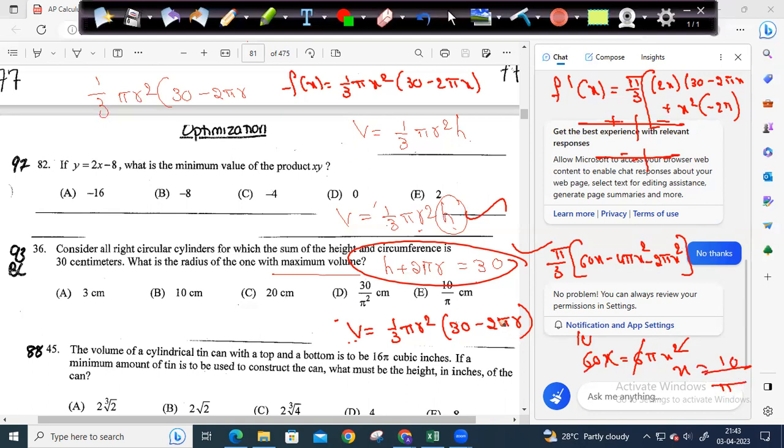Do you have the answer? Yes, 10 by pi is there. So definitely no need to do more. You simplify, you'll get the answer as 10 by pi, because there is no other critical point, right? I got only one critical point, so no need. I'm just joking. You got 10 by pi.